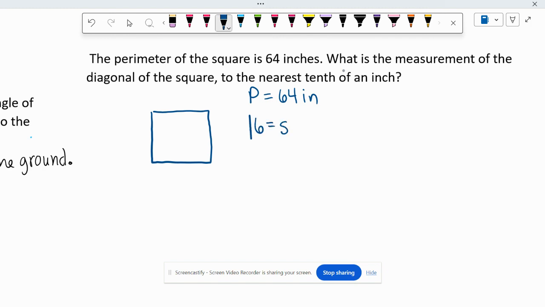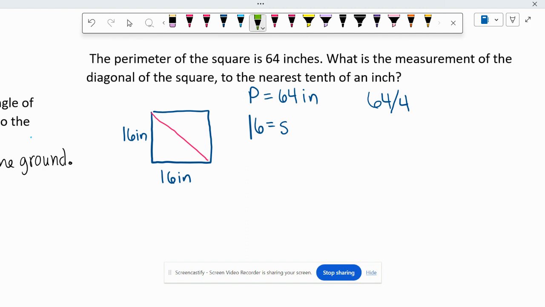How did you do that? Yeah, you guys took 64 divided by 4. I'm just writing that out for someone who didn't know. So that means that this side is 16 inches and this side is 16 inches. And it asks me to find the measurement of the diagonal to the nearest tenth.